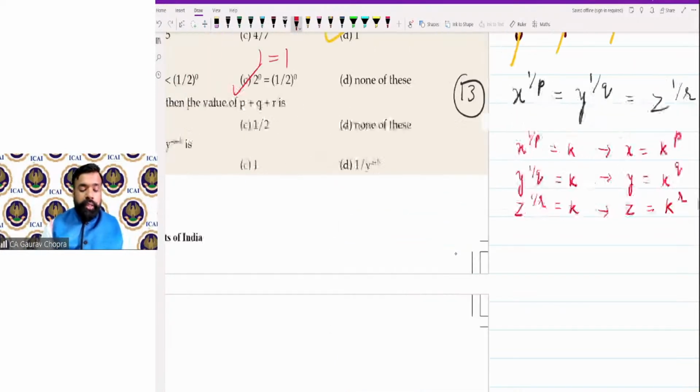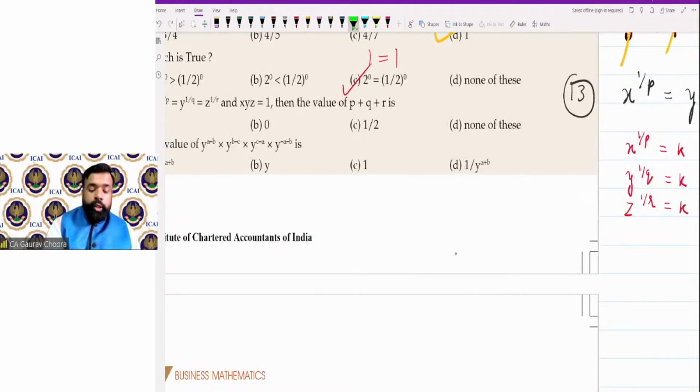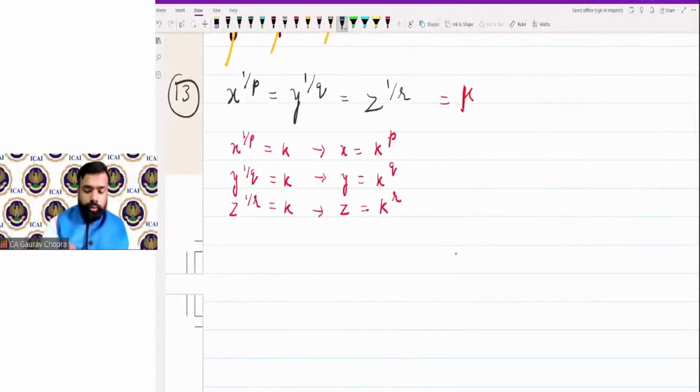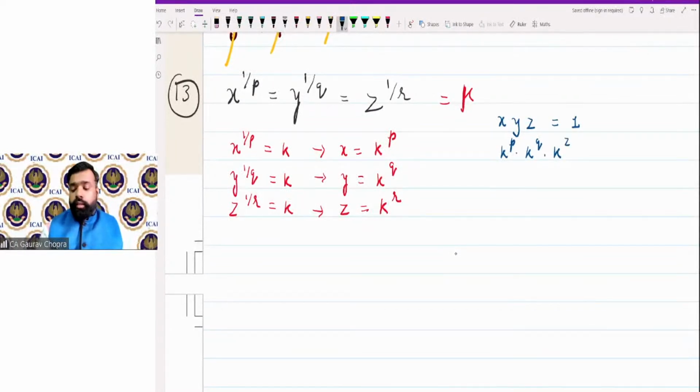Now, the question has given that xyz is equal to 1. xyz की value 1 है. So let's substitute the values. xyz is equal to 1. Now, what is the value of x? k to the power of p. For y, k to the power of q, and then k to the power of r. Now, can we write 1 in terms of k? क्या 1 को k के टर्म्स में लिखने का कोई तरीका है? क्या तरीका है? Anybody knows? 1 को हम k की फॉर्म में कैसे लिखेंगे?